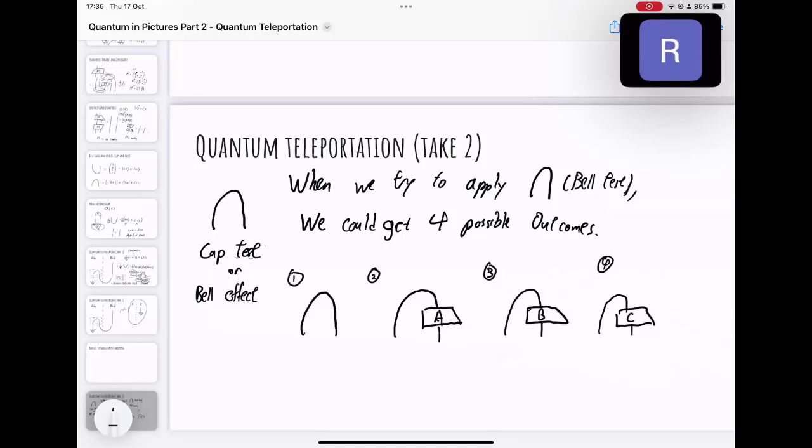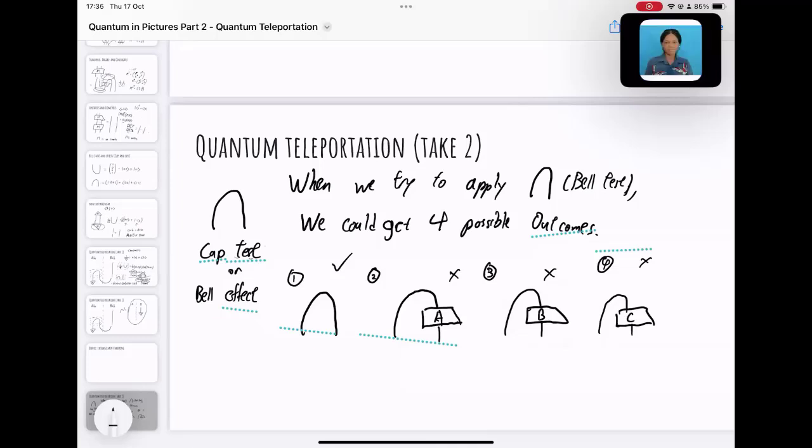I haven't really said what A, B, and C are. I think this will be discussed in later lectures. But all you need to take away here is when you try to apply a Bell effect, you apply a Bell measurement, and you will get one of these 4 outcomes. Outcome 1 is good. The other 3 are bad, and you need to do some sort of fix. Does this make sense so far?